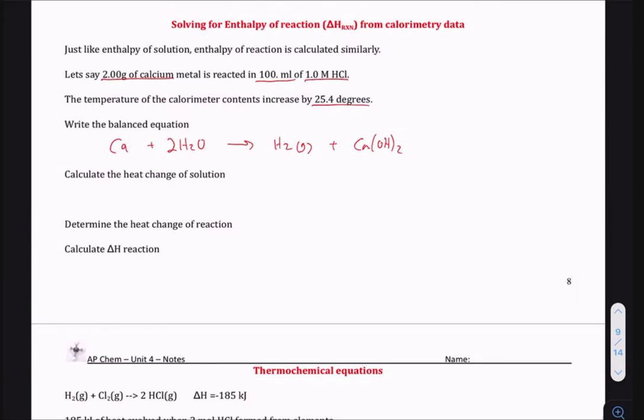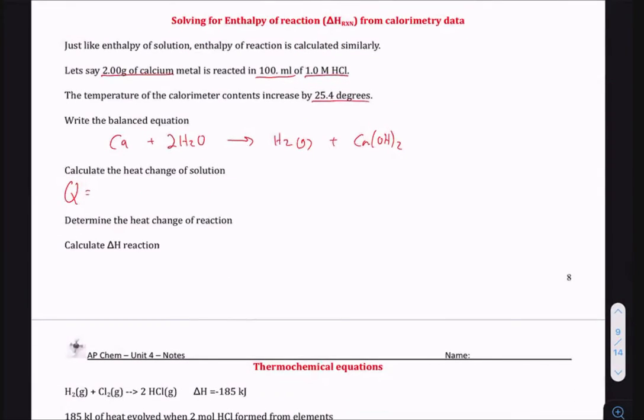Calculate the heat change of solution. All right, so Q of what's in the calorimeter. Okay, so let's calculate the mass of our solution. Now remember, solution is the sum of the reactants. I'm going to assume, it's not really an assumption, that 100 milliliters is 100 grams of water, right? Because the density of water is 1. Not to split hairs and go down to the hundredths and thousandths place, like we did in the first unit. We're just going to call it 100 grams.